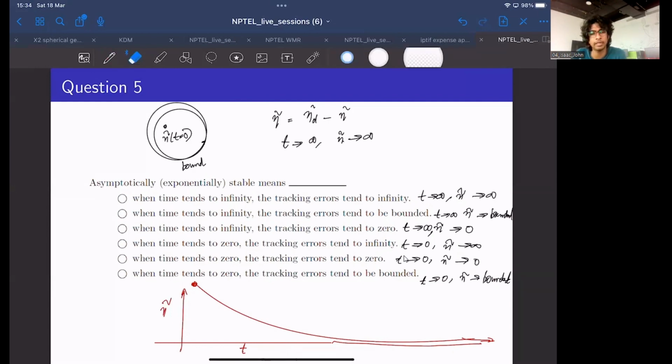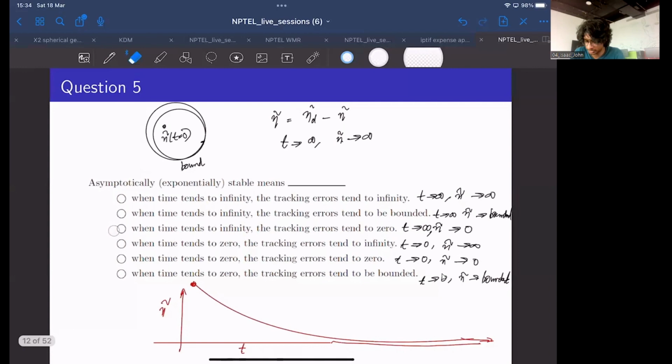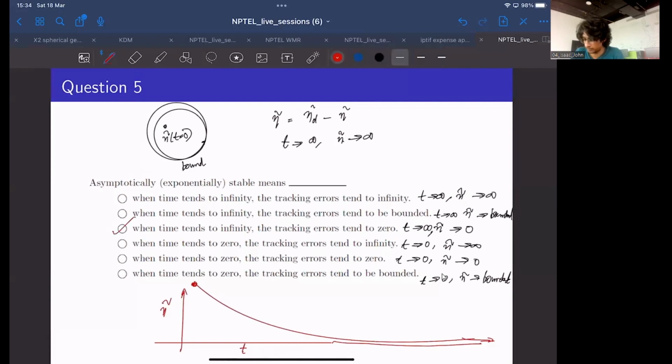But in case of bounded errors, it basically depends on the initial condition. So if you are beginning from some other initial conditions, it may go out of the bound. If you are beginning within a region, it will stay within the region. That is how bounded errors basically work. But asymptotic stability doesn't matter. Wherever you start, you can start from any initial condition. As time tends to infinity, the tracking errors would converge asymptotically to zero. In that regard, the correct option is option 3.